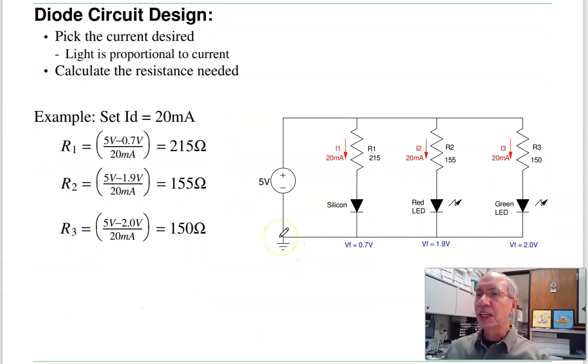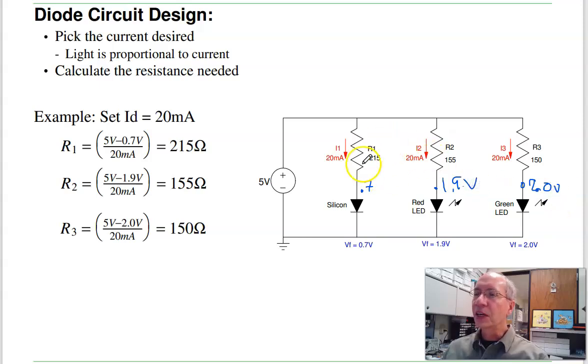In terms of design, if I know the current that I want, I can find R. By adjusting R, I can change the current. Again, this is a silicon diode. If it's turned on, this is 0.7. This point right here is 1.9. And this point is 2.0 volts, assuming an ideal diode model.